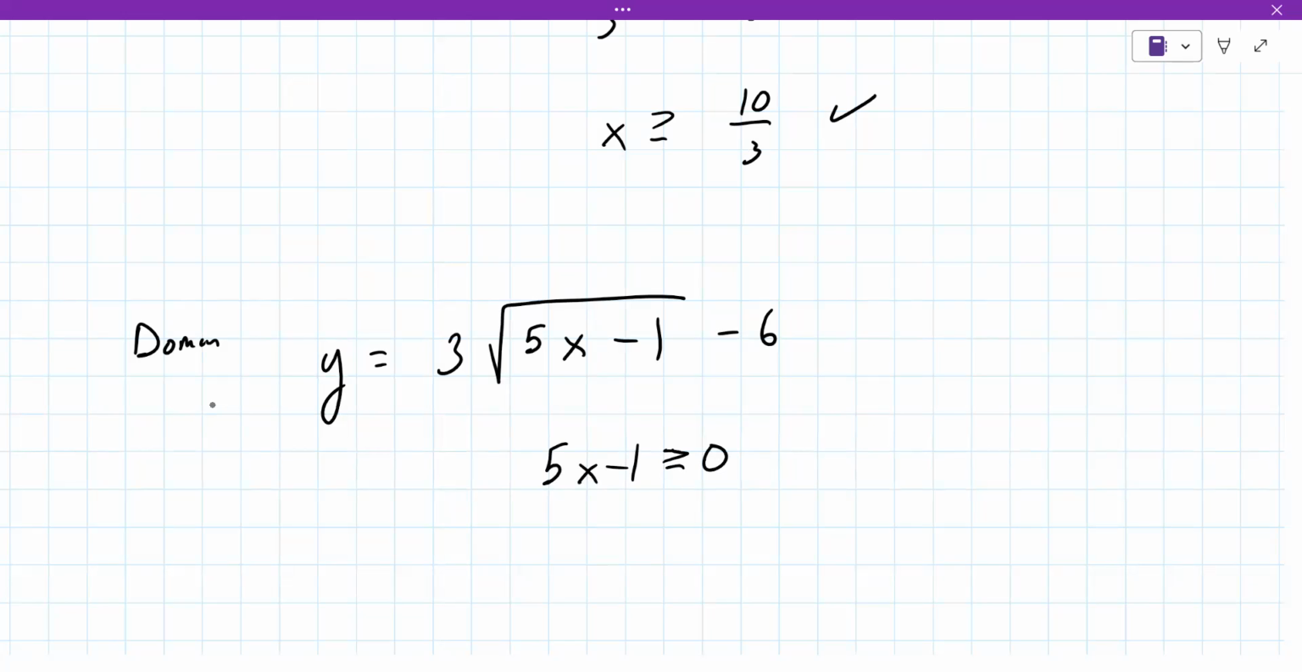Then plus 1 on both sides. So it'd be 5x greater than or equal to 1. And then divide by 5. So then x is greater than or equal to 1/5. Exactly. Feel like you got that? Perfect. All right. Okay, if you got it, I don't need to overwhelm you with details.